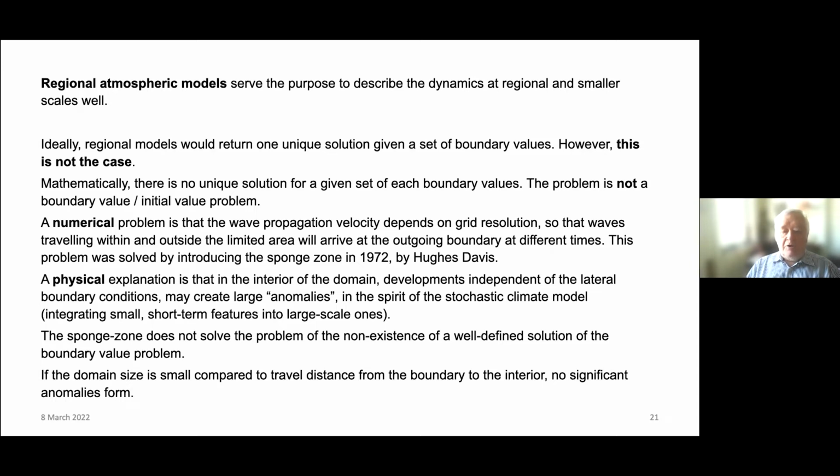So the sponge zone does not solve the problem of the non-existence of well-defined solutions of the boundary value problem. However, if the domain size is small compared to the travel distance from the boundary to the interior, we will not see significant anomalies in the interior. So it's really a question, how much time does the system have to develop something of its own?